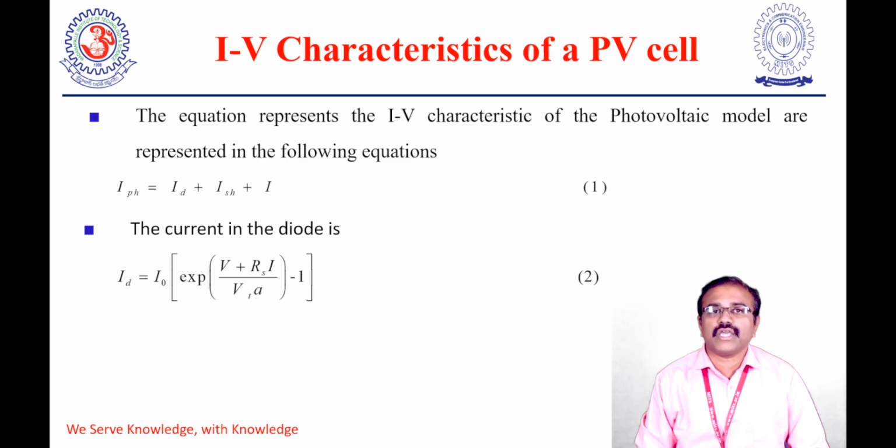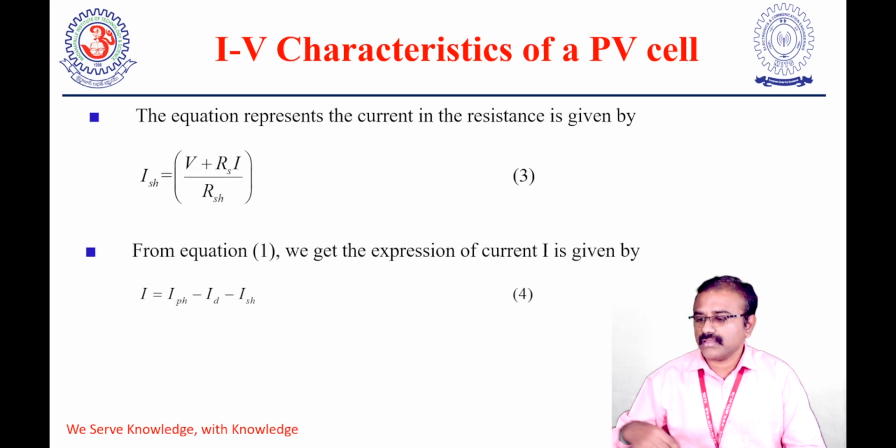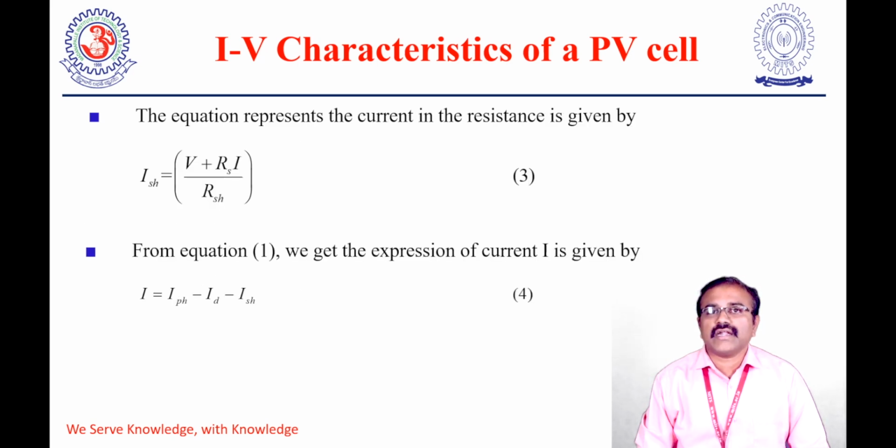The current in the diode is I0, the reverse saturation current, times the exponential of (V plus RS I) divided by the thermal voltage A, minus 1. This is the second equation. Next. The current in the shunt resistance, the shunt current, is given by ISH equals (V plus RS times I) divided by RSH. And from the previous equations, we get the total PV current: I equals the photo current minus ID minus ISH.